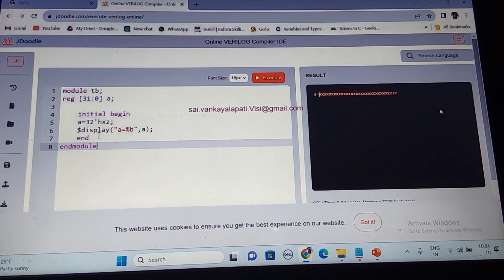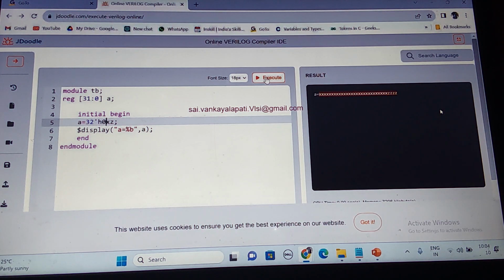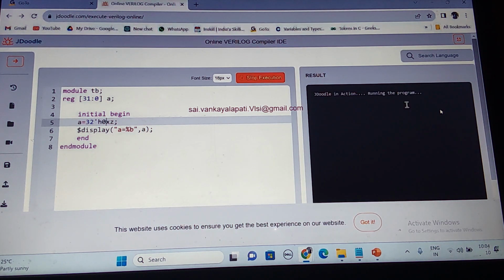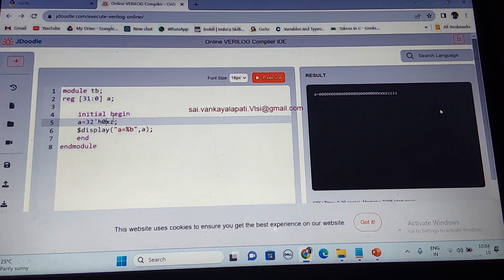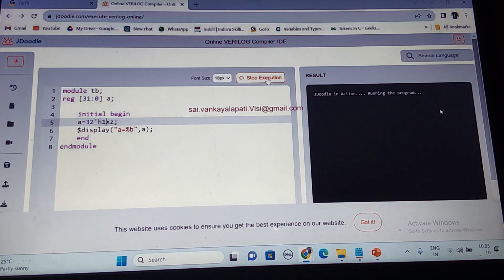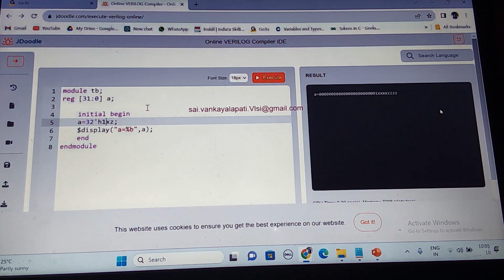If I give 0 here, four Z, four X, and the remaining are zeros. What happens if I give it like this? Four Z, four X, four ones, and the remaining are zeros. It should be zeros, correct? All remaining are what? Zeros.